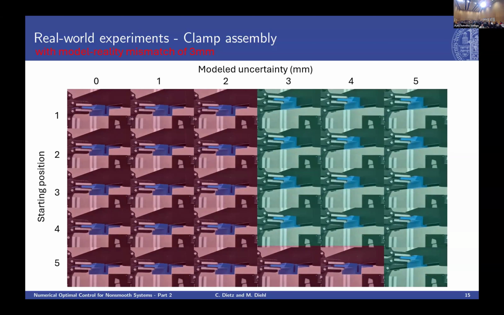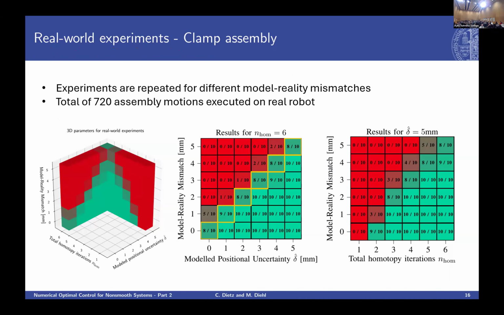But of course, the dynamic behavior on the real system is still different to the simulation, so it works for all starting positions but the fifth one, where we need to model even more uncertainty. But the idea is that modeling more uncertainty makes you more robust. Here we repeated the experiments for different purposefully injected model-reality mismatches. In the middle plot, you can see that if you model more positional uncertainty, you become more successful. On the right plot, you can see that if you use more homotopy iterations, you become more successful. So more homotopy iterations means more accurate physics. And on the left, both plots are combined.